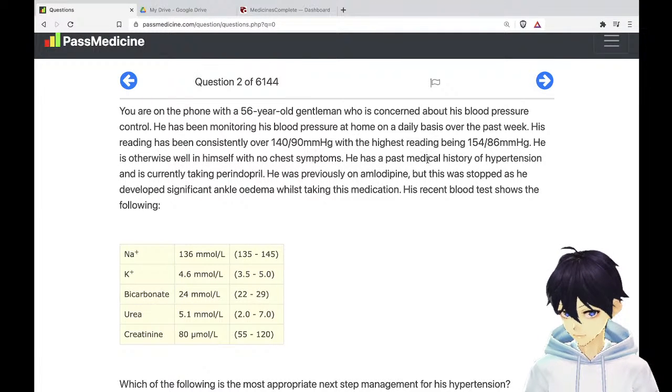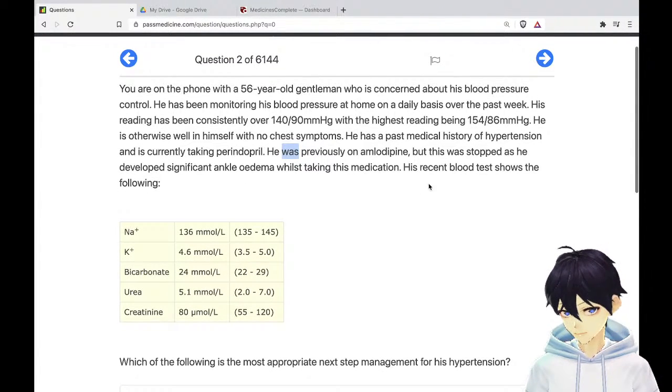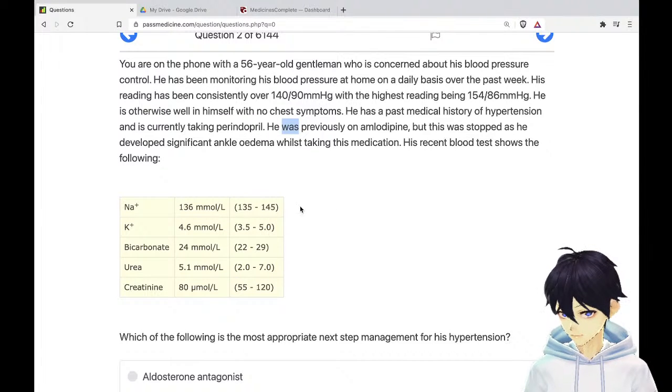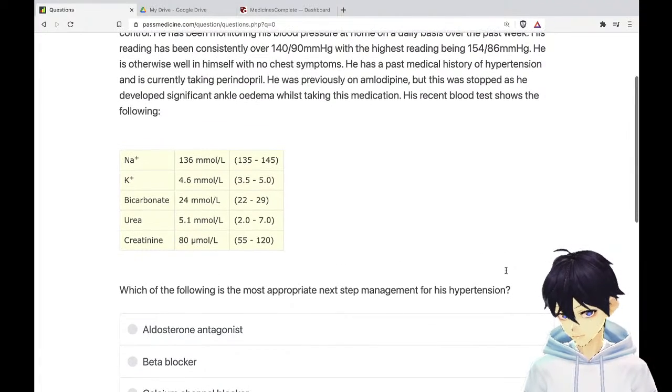He has a past medical history of hypertension and is currently taking perindopril, an ACE inhibitor. He was previously on amlodipine, but this was stopped as he developed significant ankle edema whilst taking his medication. His recent blood test shows the following: sodium on the lower end of normal, potassium normal, bicarbonate normal, urea normal, and creatinine is normal. Which of the following is the most appropriate next step management for his hypertension?